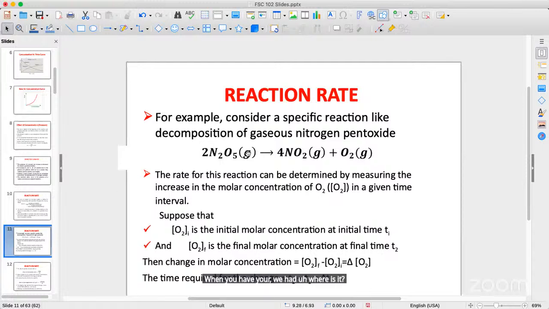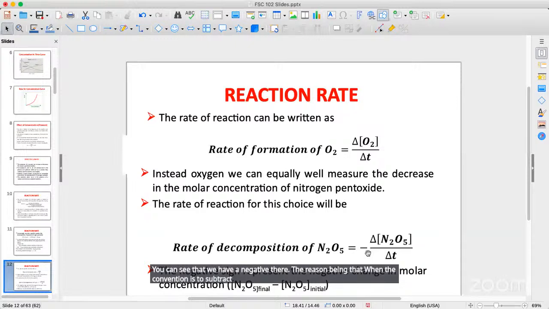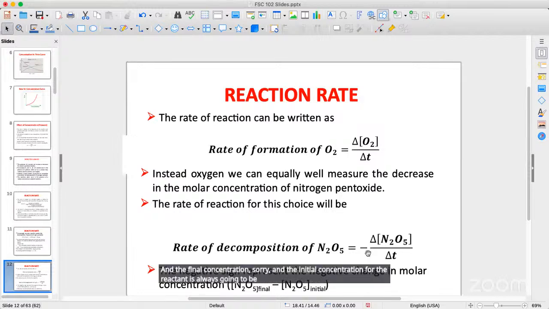Okay. You have reactants, you have products. But you can determine your rate using any of these. You can use your reactant, you can use your product. But the convention is that when you're writing the rate for a reactant, you can see that we have a negative there. The reason being that the convention is to subtract the initial concentration from the final concentration. And the initial concentration of the reactant is always higher than the final concentration of the reactant, because it gets consumed throughout the reaction.